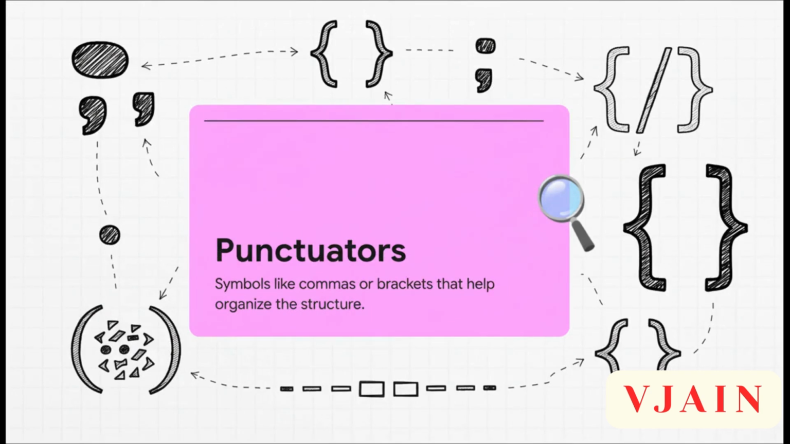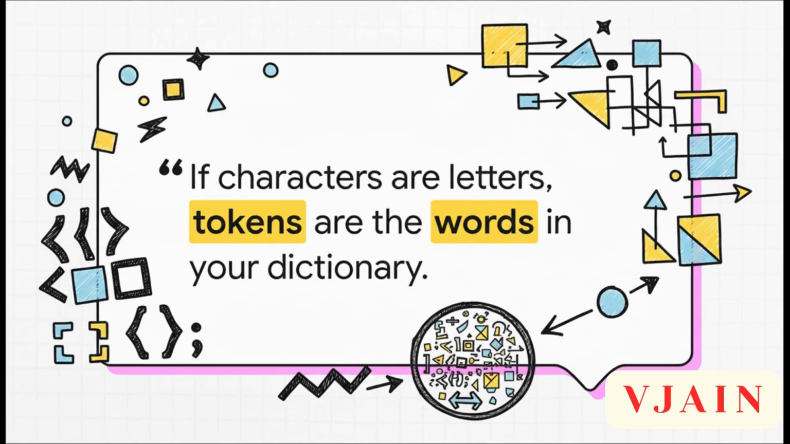And last but not least, punctuators. You know how we use commas and periods and parentheses in English to organize our sentences? That's exactly what these do in Python. They don't really perform actions themselves, they just keep everything neat, tidy, and structured. So see how that works? We take our letters, the character set, and we build them into meaningful words and symbols, our tokens. And just like that, we have our entire vocabulary ready to go.